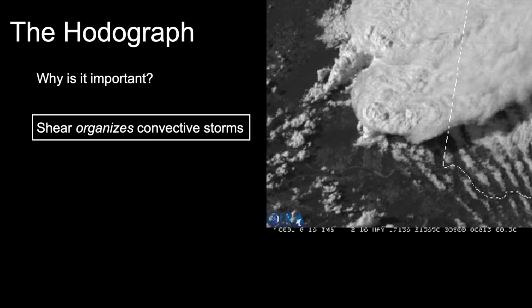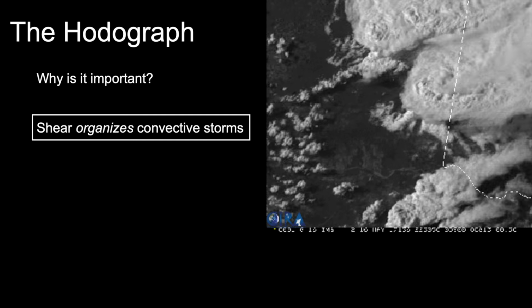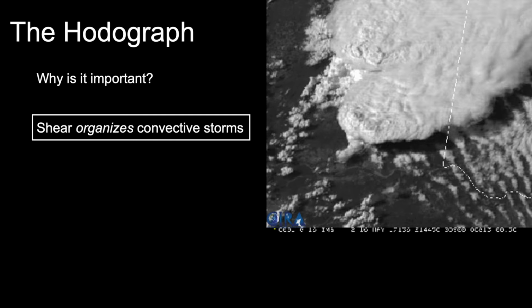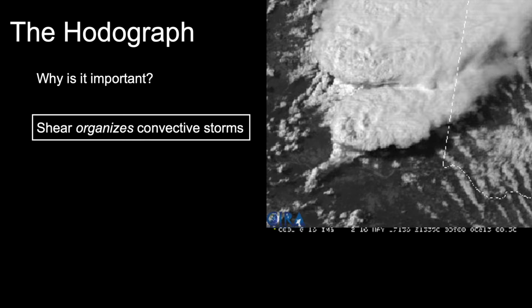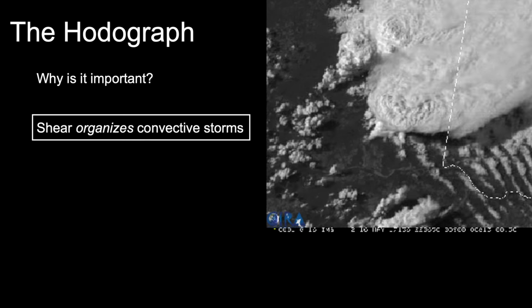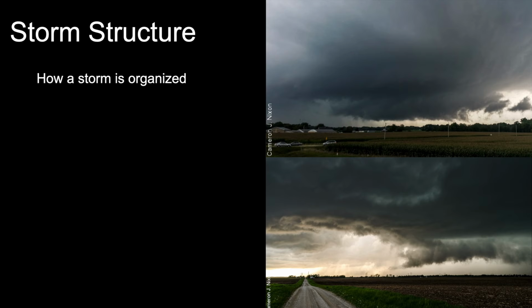So why is it important? Well, you may have heard in various discussions that organized convection is possible today. And what's doing this organization is the wind shear. This is what creates these storm structures. The structure is how a storm is organized.